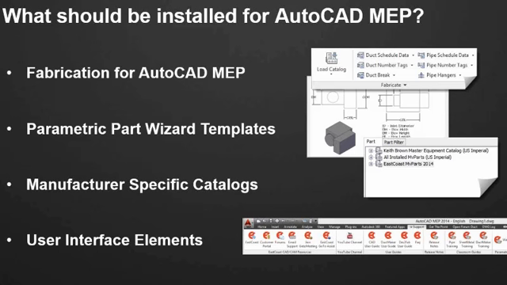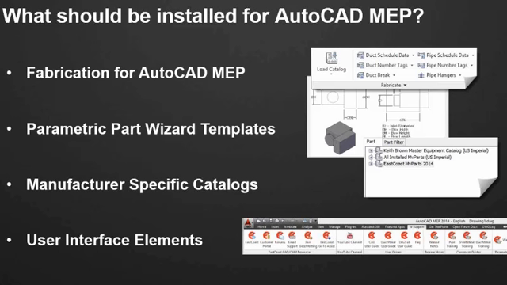VAV boxes, coils, air handling units, that sort of thing. If you scroll through the list, there'll be a selection of parts there with the EastCoast name in them. If you do not have any parts with the EastCoast name in them, then the Parametric Part Wizard needs to be installed.